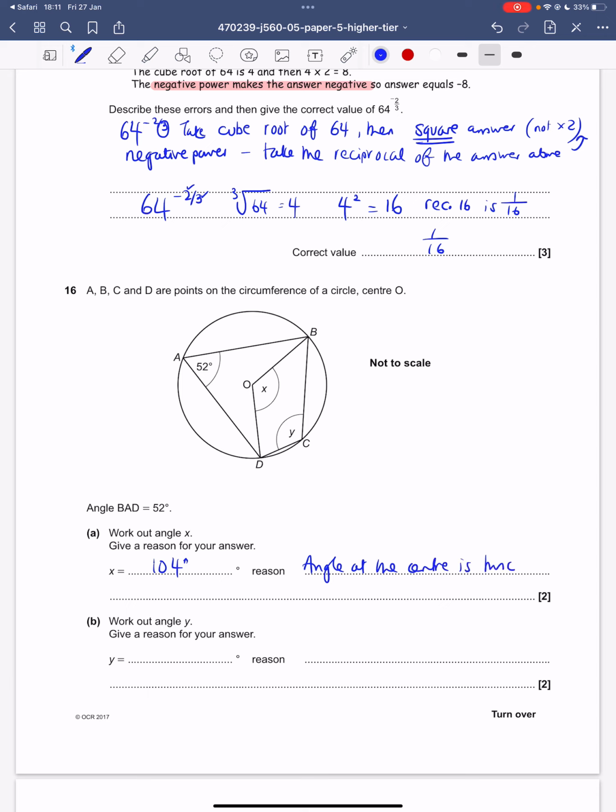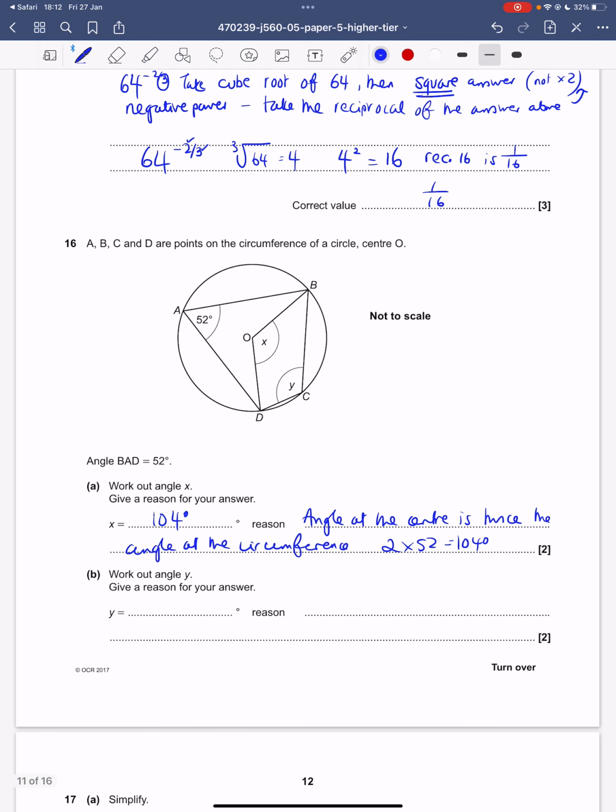And we say the angle at the centre is twice the angle at the circumference. 2 times 52 is 104. Okay, the angle y, so what we've got here, that was the first one. If it looks like that, then that one is twice that one.